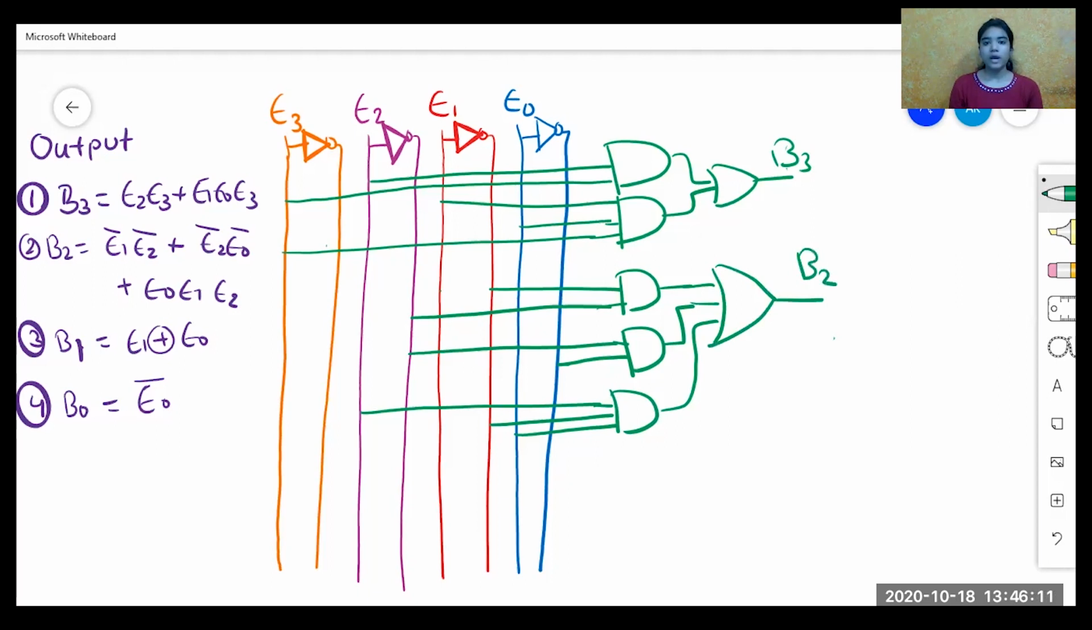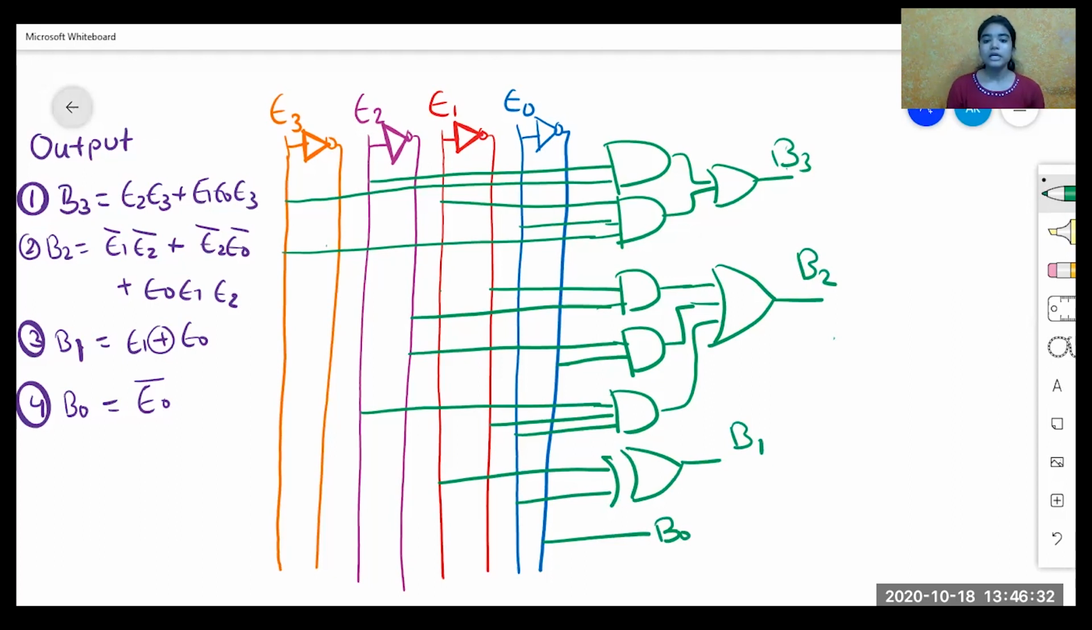Now for B1, it's E1 XOR with E0. So we use a XOR gate. This is our B1. And finally, we get E0 bar. So this is our B0. So here we complete our logic diagram.